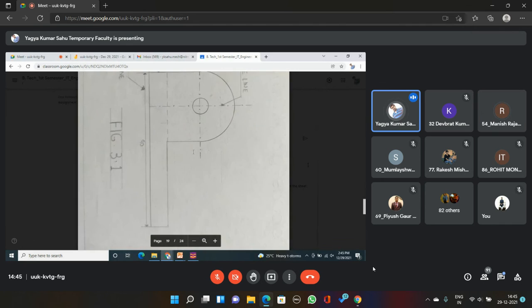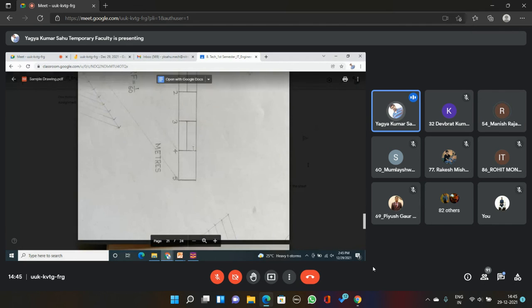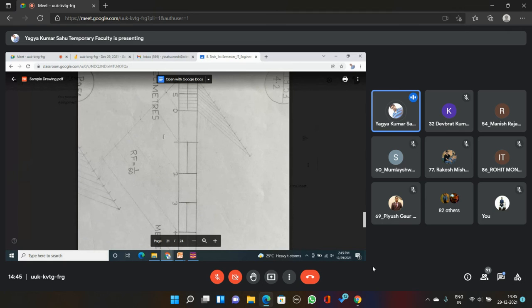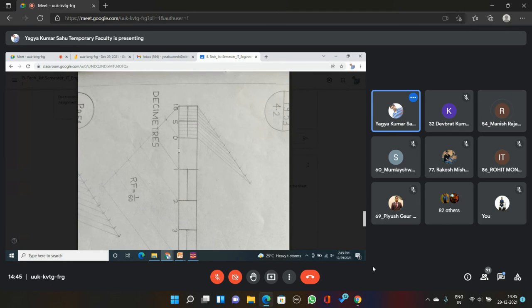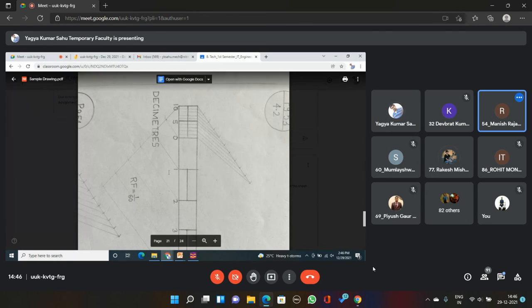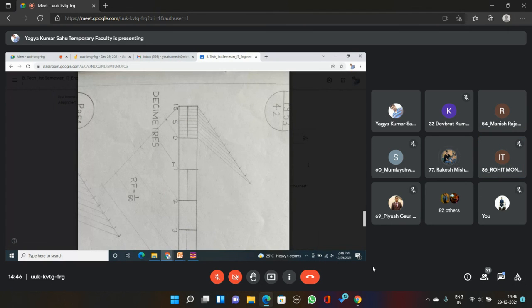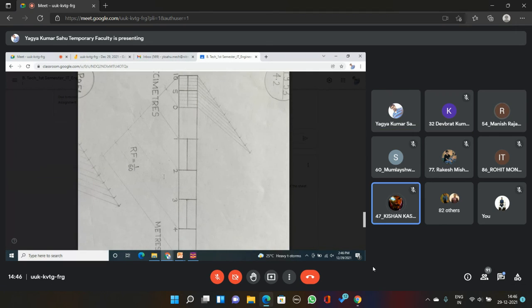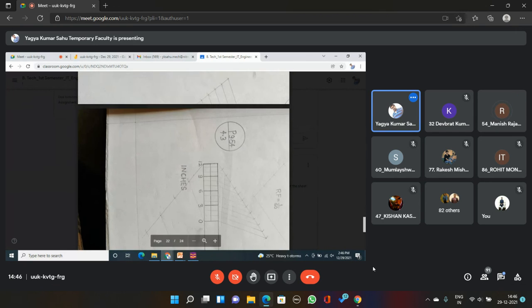Coming to the scale part directly. See, you can see the difference: main scale and construction work. Is the difference visible? Yes, sir. And see the writing style also. Is the writing style visible? Yes, sir. Okay.